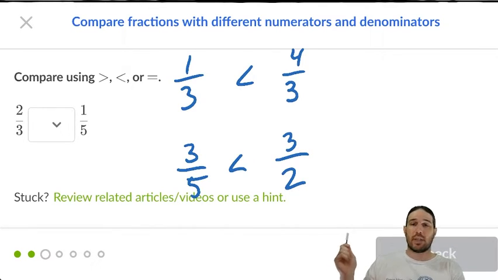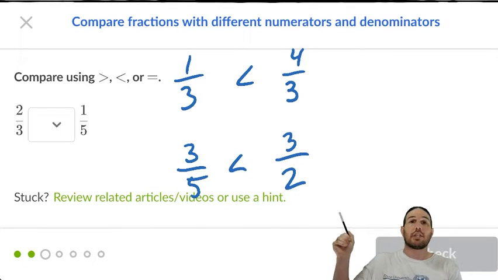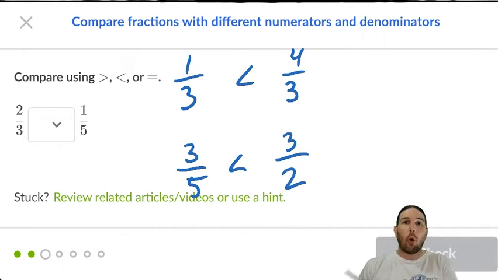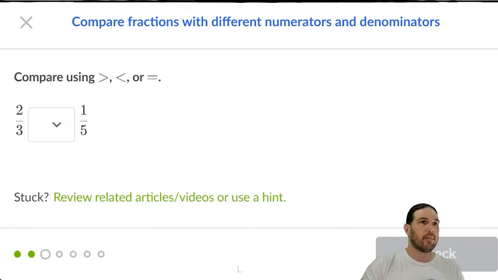A half is when something is cut into 2. Fifths is when something is cut into 5. So if you have the same number of things, the same numerator, the one with the smaller denominator is actually going to be bigger, because smaller denominator means that each whole was cut into fewer pieces. In this case, though, 2/3 and 1/5, both of these are true. The numerator is bigger and the denominator is smaller, so definitely 2/3 is greater than 1/5.